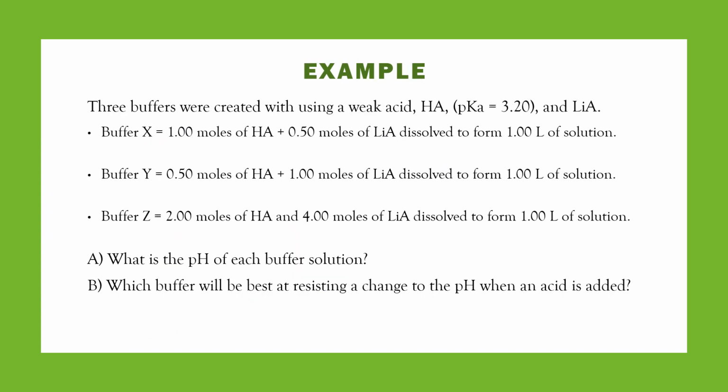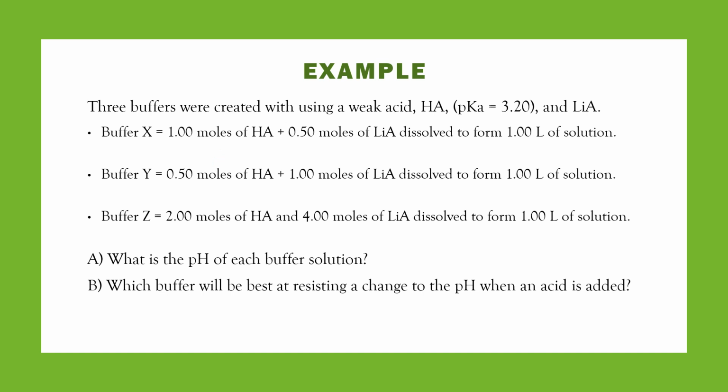Okay, so we have 3 buffers here. It's using the same weak acid with a pKa of 3.2 and the same conjugate base, but different amounts of each. It's asking us what is the pH of each buffer solution. So you're going to need to use the Henderson-Hasselbalch equation. Notice you're adding in these moles together in the 1 liter of solution. We can ignore the volume because we know that's the total volume of the whole solution, so we don't need to calculate anything else with that. We can just go straight to Henderson-Hasselbalch.